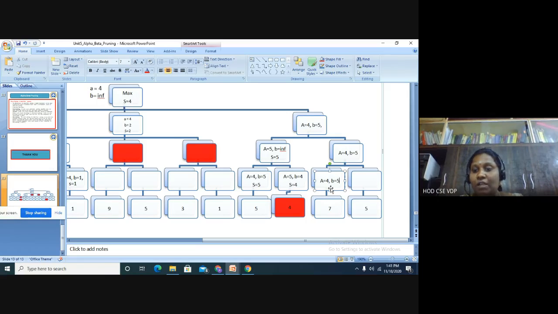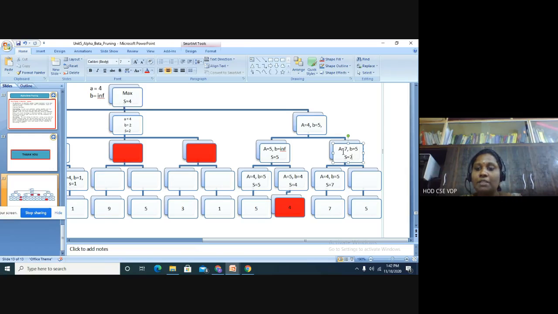So 5 comma 7. So what happens here? 5 only is minimum, but S is equal to 7. Okay. So when I go up, what happens? S is equal to 7 goes up, and that 7 is actually max, min, max. So that 7 is updated over here. Okay, got it? Because value of S is equal to 7. This is playing maximization strategy. So 7 gets updated to this A value. Okay, and the value of S is equal to 7.